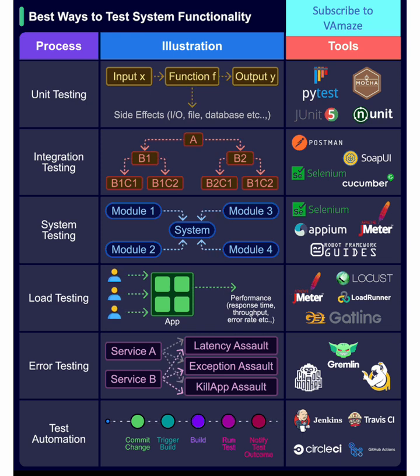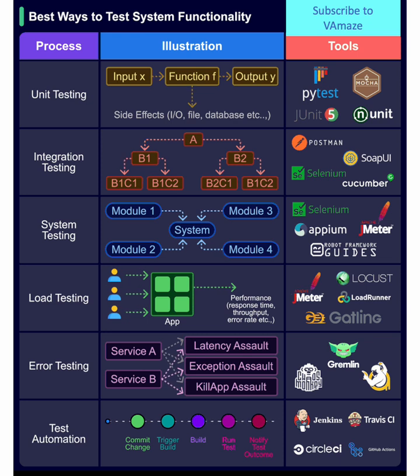Continuous integration. Seamless integration with CI/CD pipelines. Key tools. CI/CD platforms, Jenkins, Travis CI, Circle CI, GitHub Actions. Test frameworks, Selenium, Cypress, Playwright for web testing. Mobile testing, Appium, Espresso, XCUITest. API testing, Rest Assured, Postman, SOAP UI.